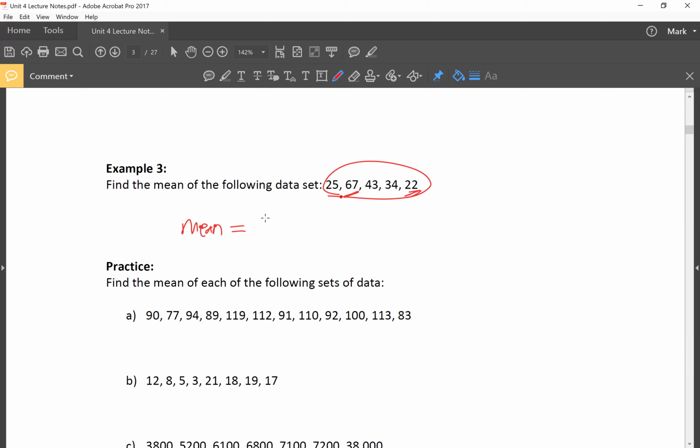So 25 plus 67 plus 43 plus 34 plus 22 divided by, now how many numbers are there? 1, 2, 3, 4, 5. And that's it. I do this on my calculator. So give me a second to put these numbers in. So I get 38.2, which a decimal is fine.